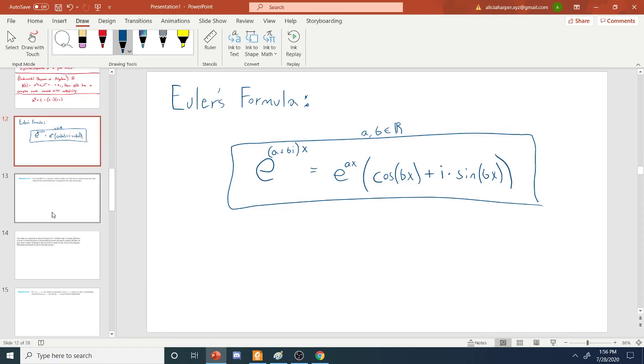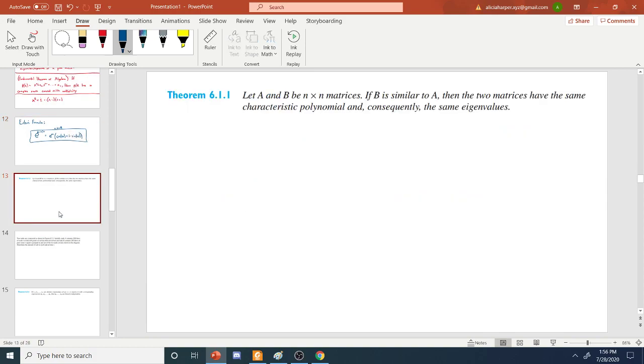Before I do, I'd like to prove a theorem. So, let A and B be n by n matrices. If B is similar to A, then the two matrices have the same characteristic polynomial and consequently the same eigenvalues. So let me show you the proof of this.